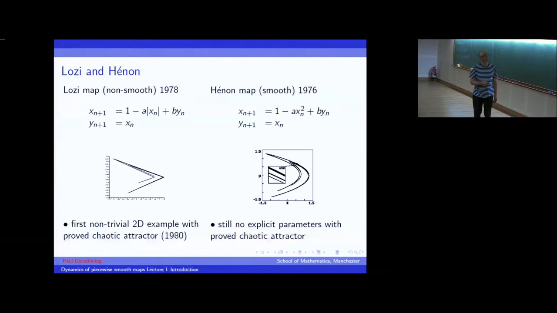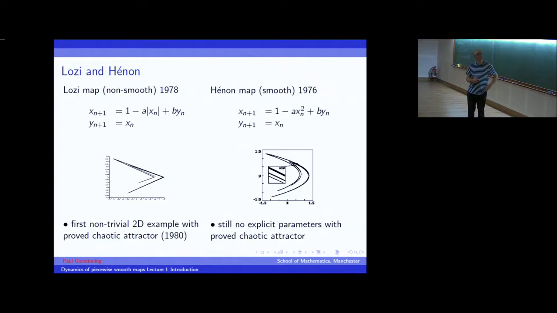For some values of the parameter. So Henon wrote a very nice, very influential article that said, is this a chaotic attractor? That's hard. It's a very easy question to ask. It's an incredibly hard question to answer.